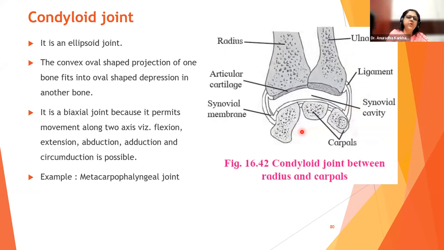Next is condyloid joint. Now how is it, dear? If it comes up a little, it will be like a zombie. Yeah, actually, it will be very odd. Yeah. Now this condyloid joint, and the one after it is called a saddle joint.